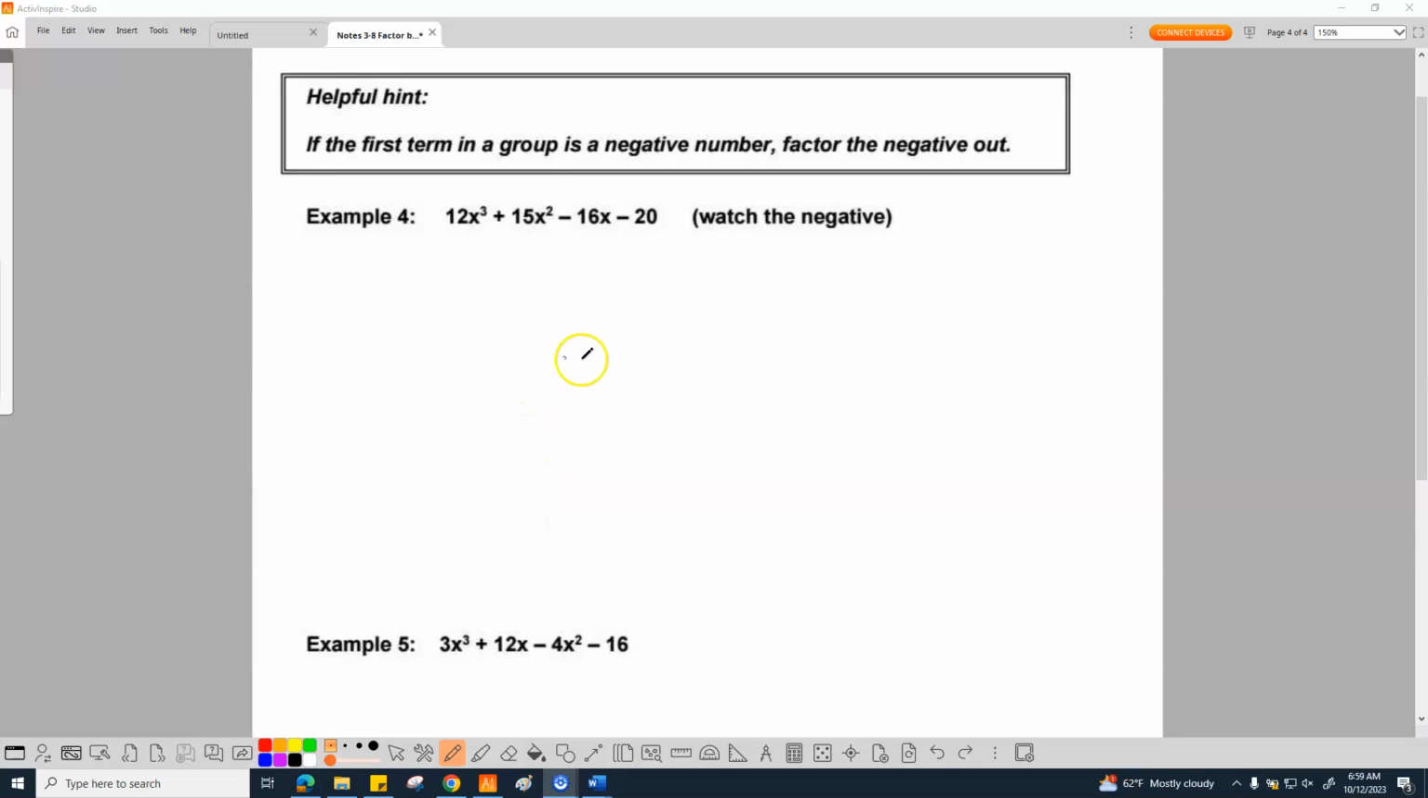All right, we're at example 4 now. You'll notice this hint where it says watch the negative. It's nothing too crazy. I'll show that step to you. I'm going to go ahead and start.